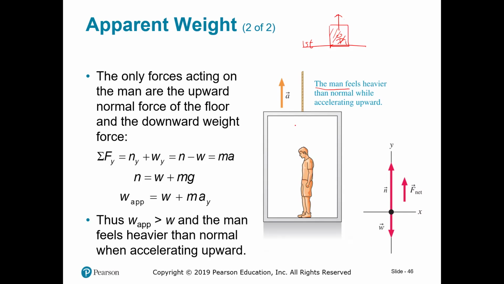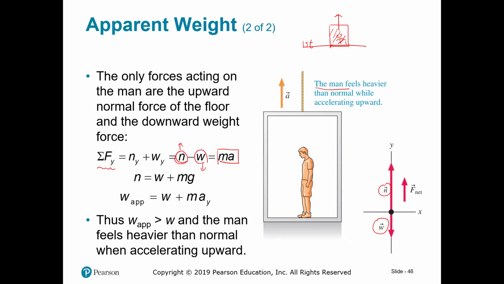Now we can explain it physically. Think about the forces acting on the man in the elevator. There are actually two forces, right? The normal force and the weight. If you use Newton's second law, your vertical net force is the normal force minus W. The normal force is acting upward, weight is acting downward. This equals ma, which is Newton's second law.